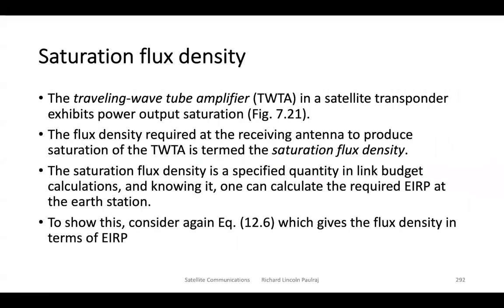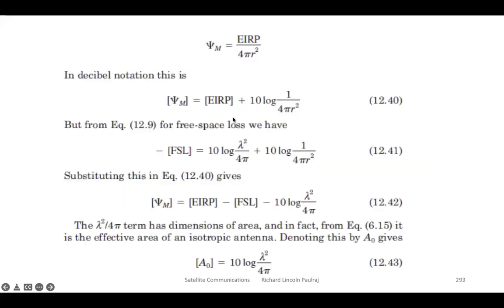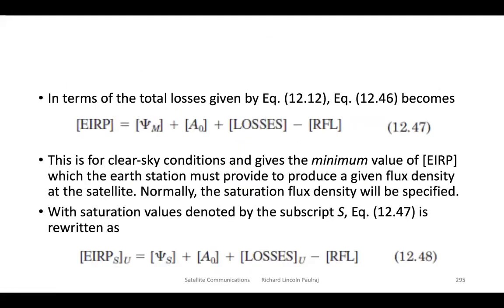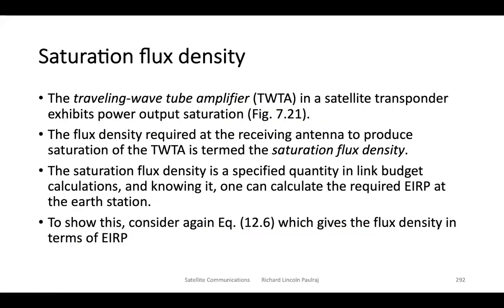Right, so saturation flux density. We will be learning about this. We saw the traveling wave tube amplifier. Remember, the electrons were bombarded and passed into coils, like a laser type of electron gun. This is what is referred to as the TWTA. A satellite transponder exhibits power output saturation. We will see that figure; I'll be showing that at a later point.